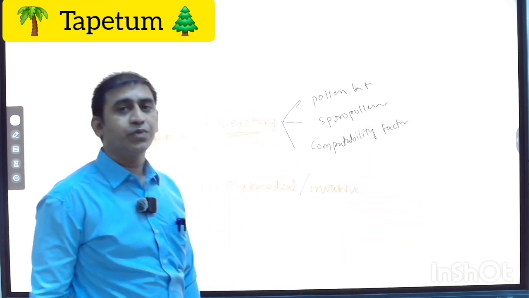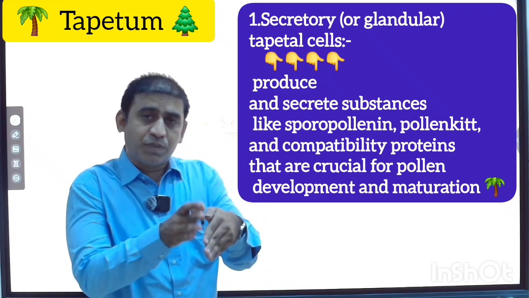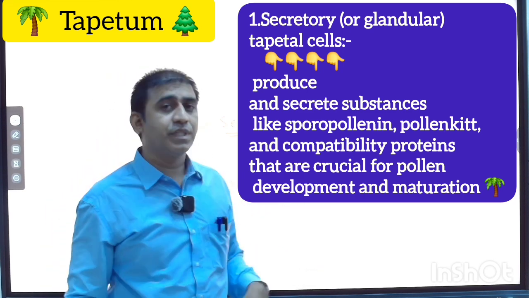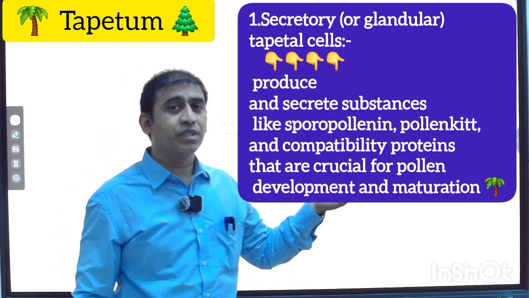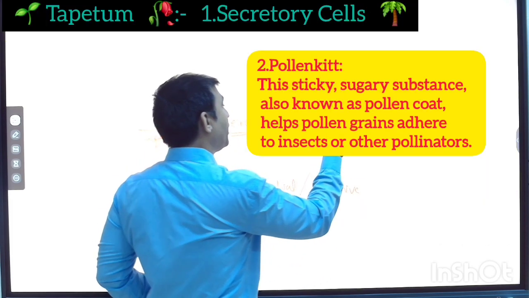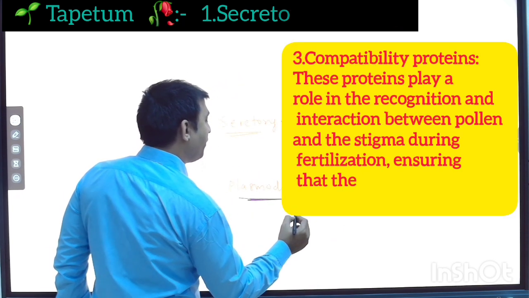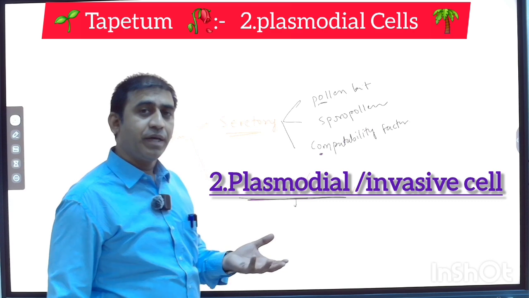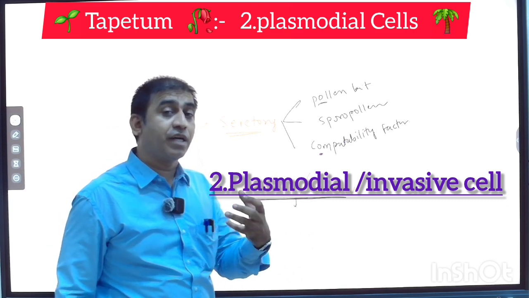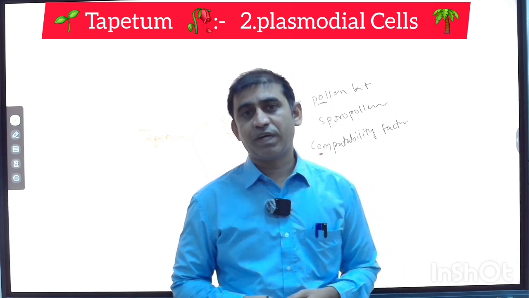These things are used when the pollen grain lands on the stigma. During the germination of the pollen tube on the stigma, these factors are helpful. Sporopollenin is the most resistant biochemical, present on the exine of the pollen grain. Pollen kit is present, then compatibility factor is present, and plasmodial or invasive cells. The tapetum has thick and dense protoplasm which dissolves and provides nourishment to the developing microspore.